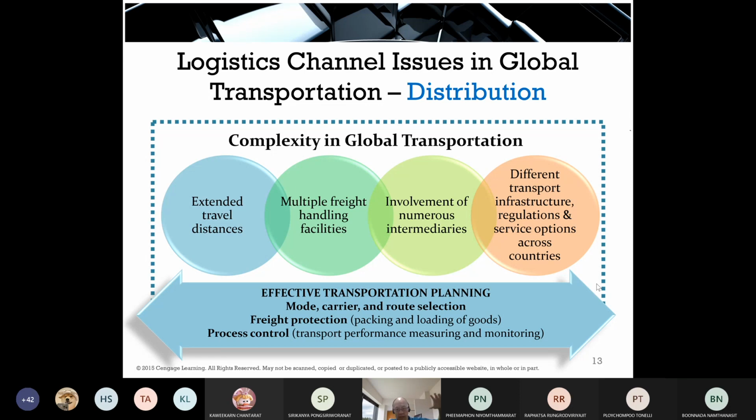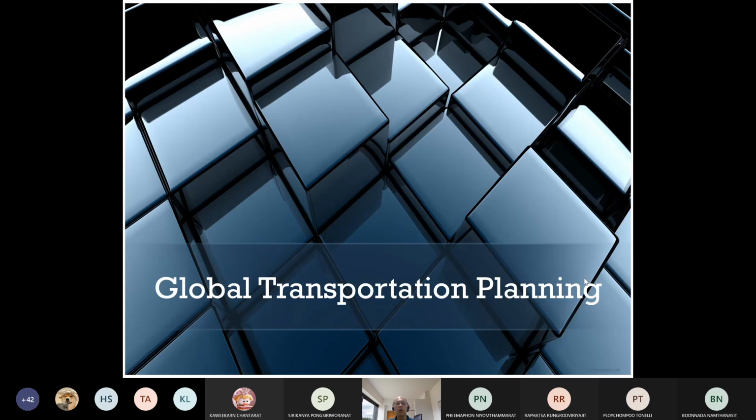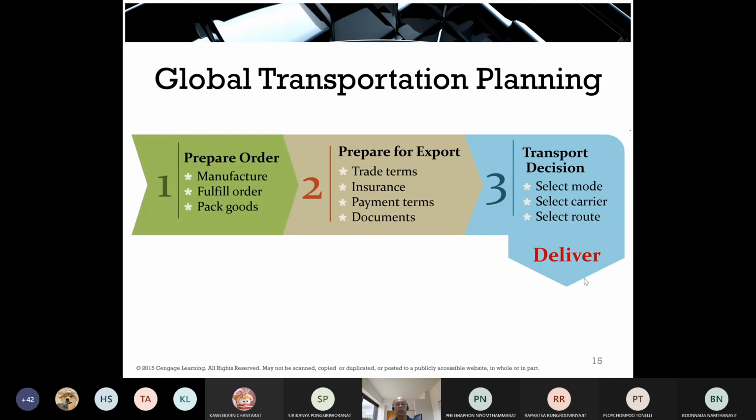To overcome those challenges, as a transportation manager or logistics manager, you need to manage the distribution channel. They must plan mode, carrier, and route selection. They must make sure that the freight is protected carefully. Okay, so global transportation planning in terms of export begins with you preparing the order, then you prepare for export, and then you make a decision in transportation.